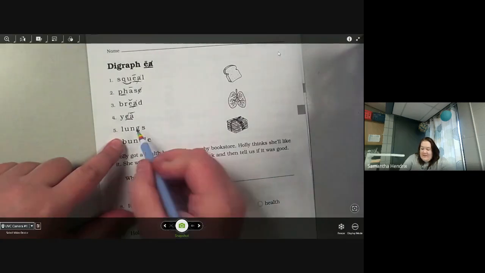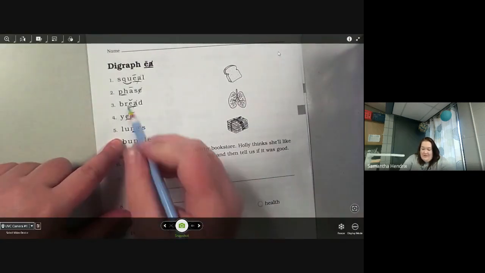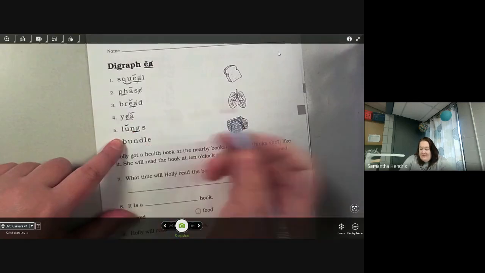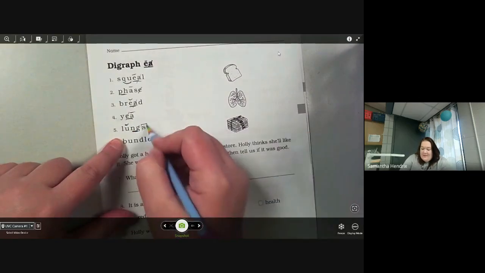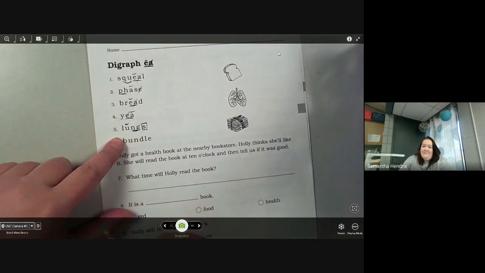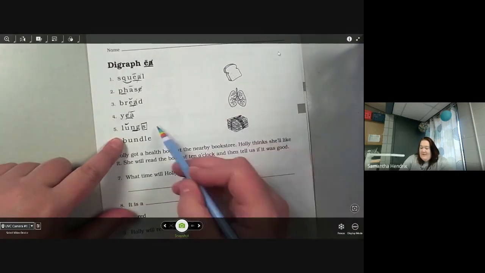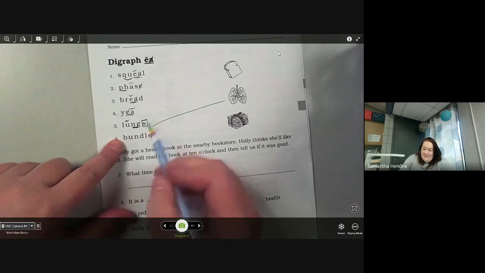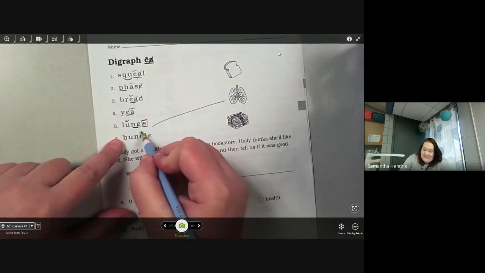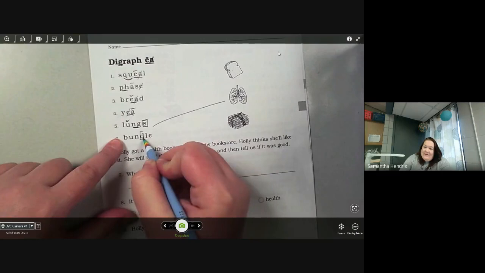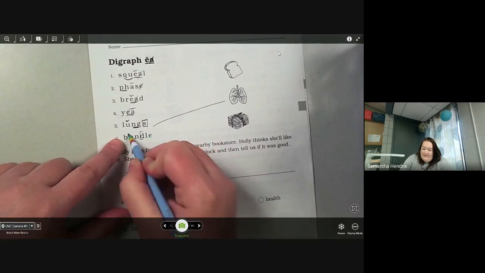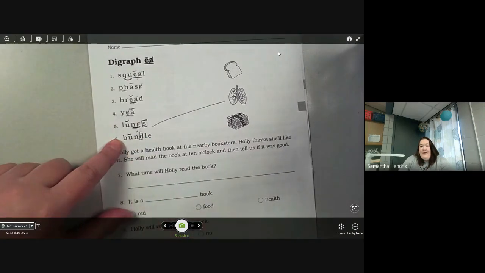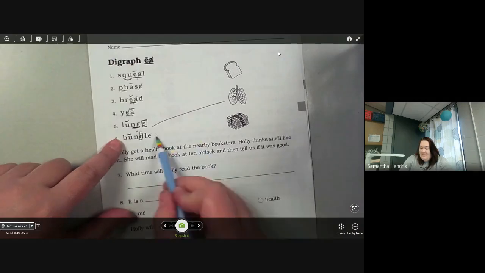Lungs. Oh, that's the NG we just learned. That gets a breve. We're going to box our suffix. And here's lungs because it's a final stable syllable when we see that letter in LE. Bundle.